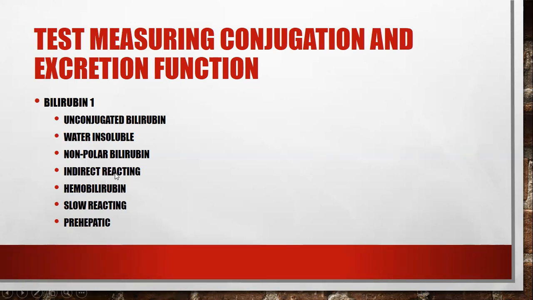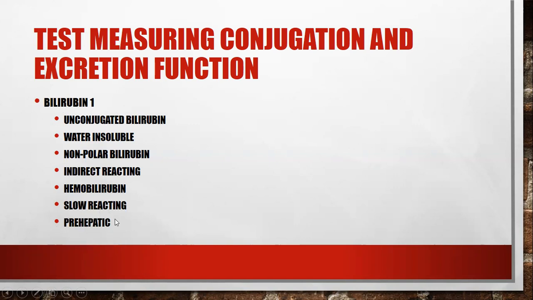Indirect reacting bilirubin. Why indirect reacting? Because when you determine its level in the serum sample, your bilirubin 1, since it is bound to albumin, would not actually react with the reagents that you add to the serum. That's why it's called indirect reacting, because you have to remove first the albumin before your bilirubin 1 or your unconjugated bilirubin will react with the reagent. This is also known as hemobilirubin, slow reacting, and prehepatic.